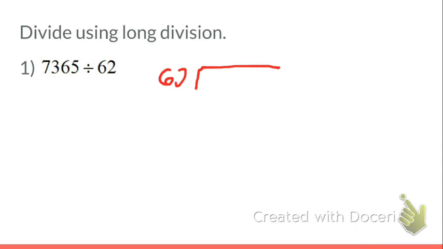So remember, the number that you're dividing by always goes outside. The number that you're dividing goes inside. The number that you're dividing by, in this case 62, is the divisor. And the number that's getting divided is the dividend. The answer is called the, Alex, what is quotient? Nice, very good.